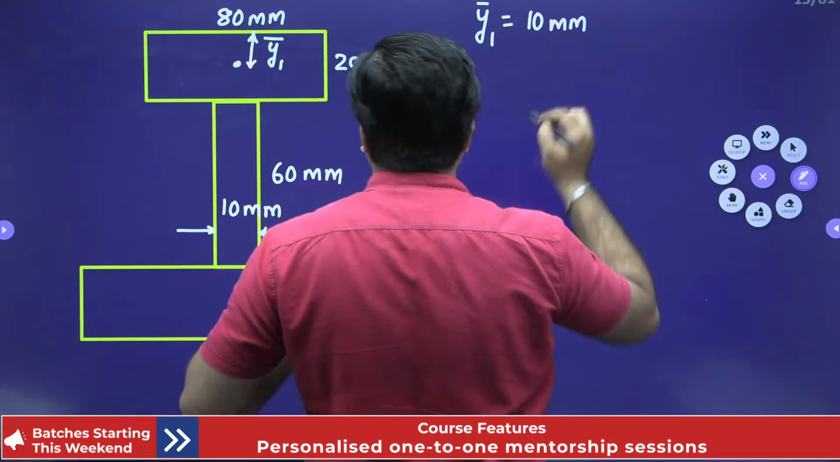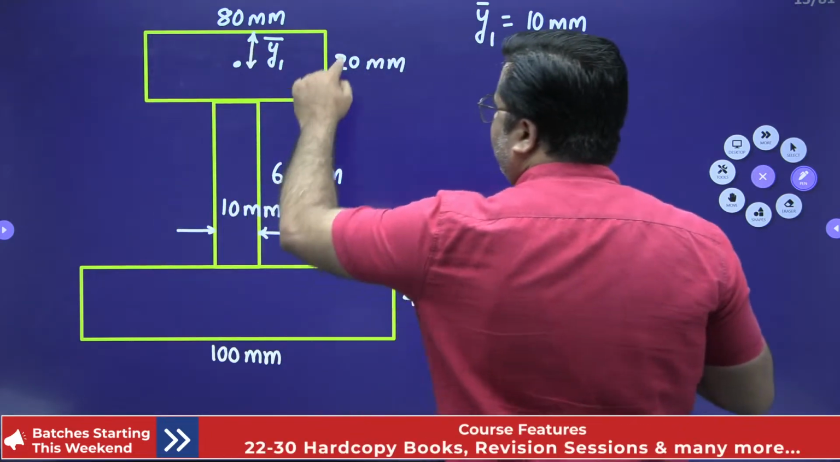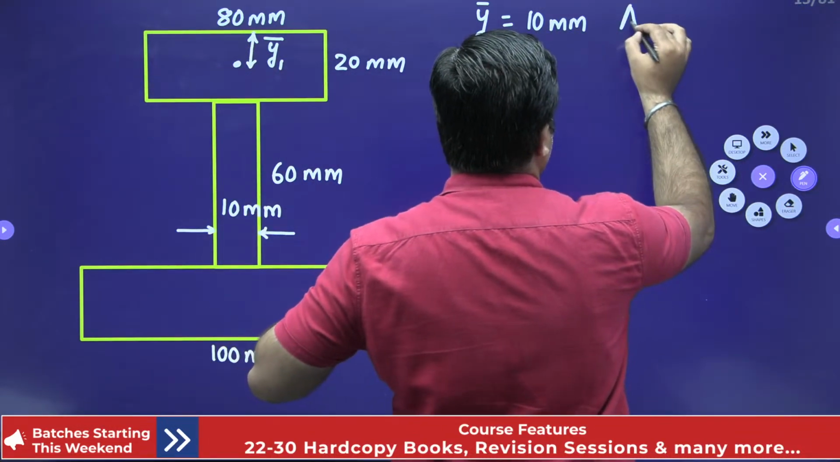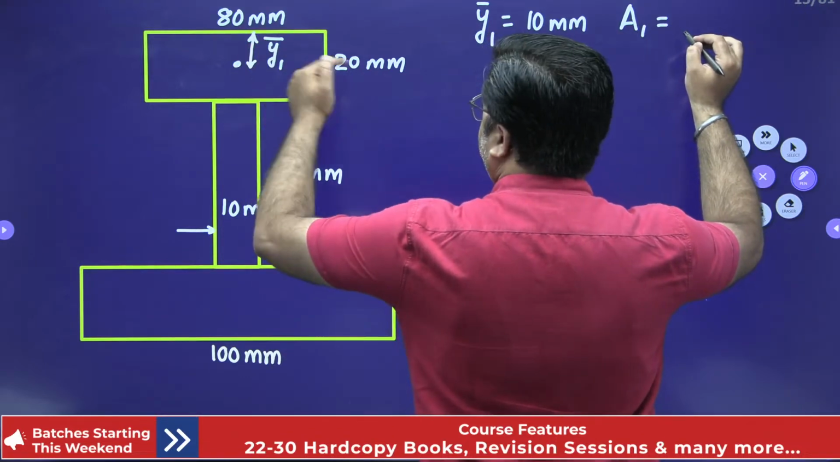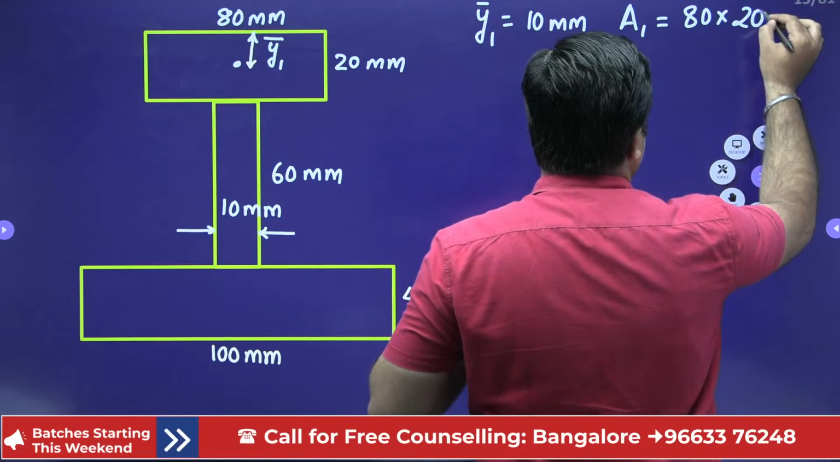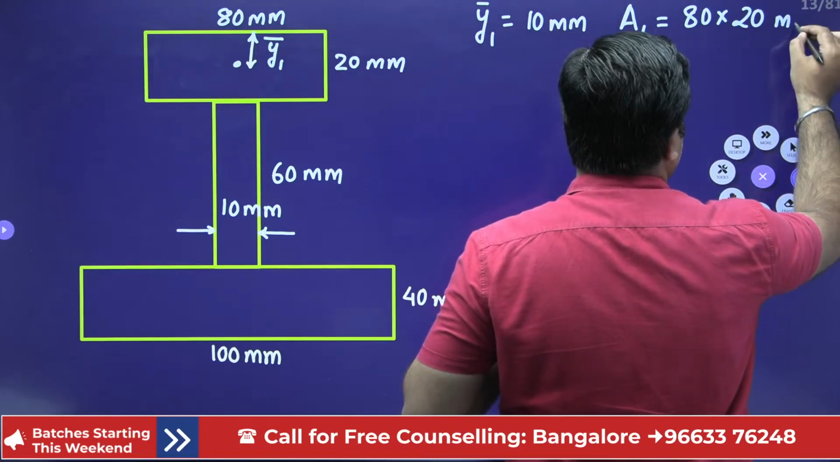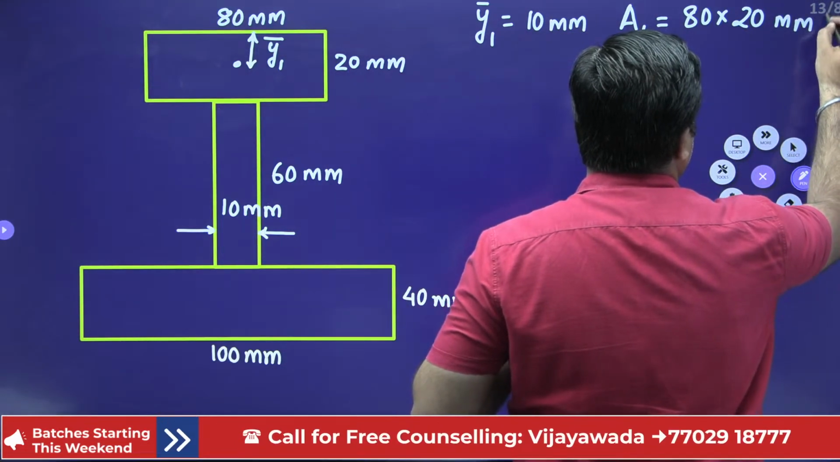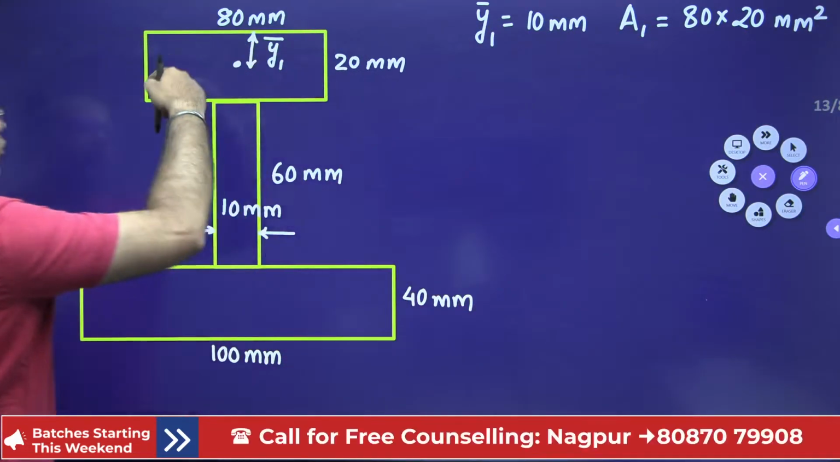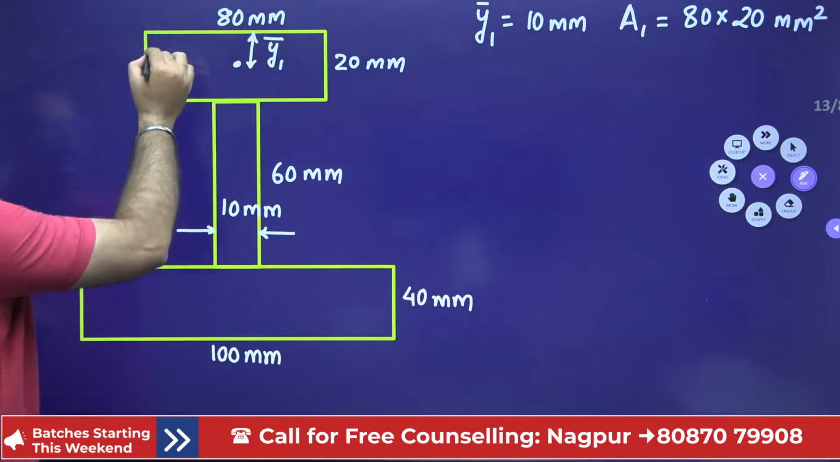So if you look at this rectangle, the area of cross section for this rectangle is A1, and A1 is nothing but 80 mm into 20 mm. So 80 into 20, and this is in mm square, right? So this top rectangle is done. This is my rectangle 1.